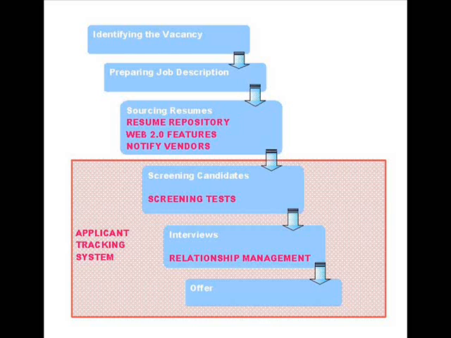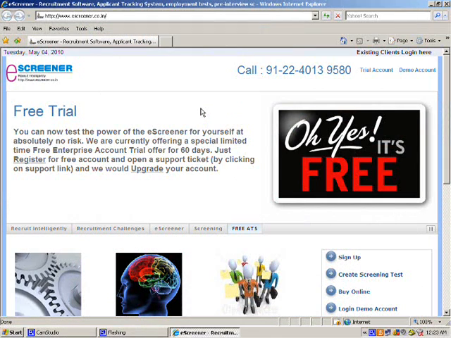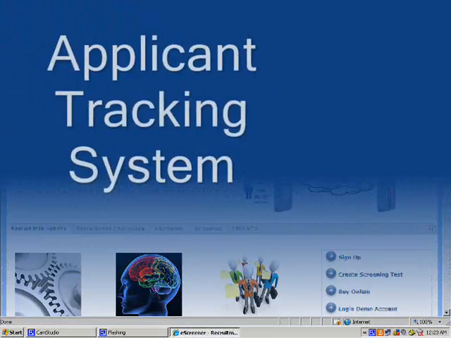The applicant tracking feature of eScreener would allow you to track each applicant who has applied for the job. The screening test feature would allow you to shortlist worthy candidates quickly. Finally, relationship management allows you to keep track of communication that you do with candidates and also provides you an integrated platform where you can send and receive emails and SMSs from the same application. Let's discuss each feature in detail. This demo is divided in multiple parts. We would discuss a few features in this video and the rest of the features would be discussed in subsequent parts.